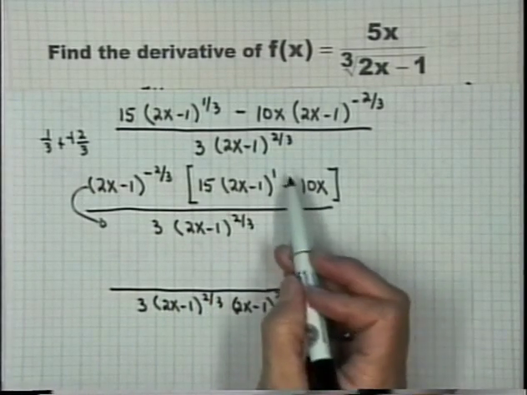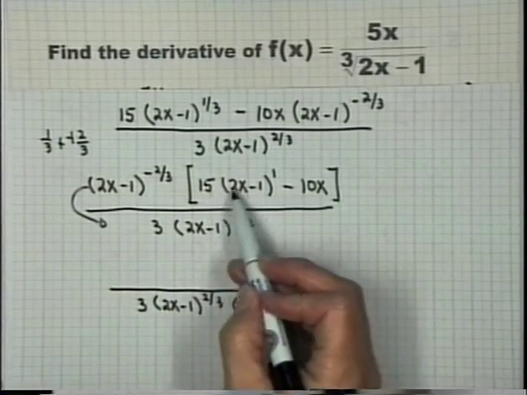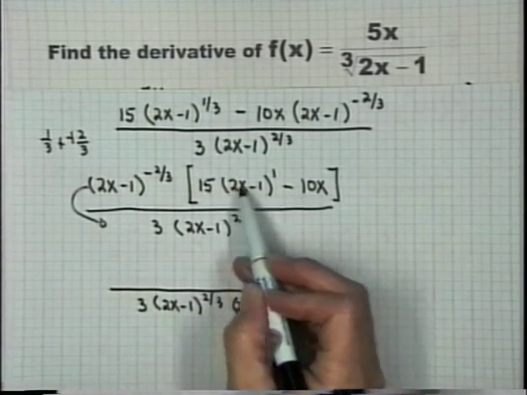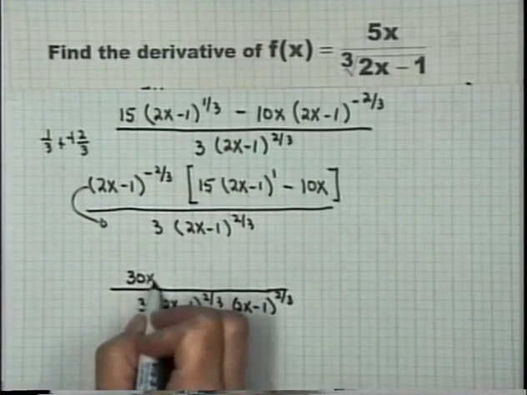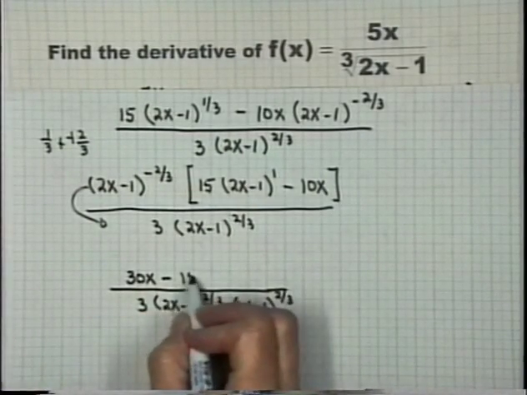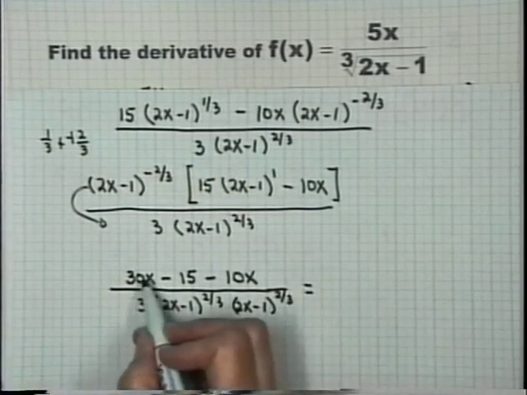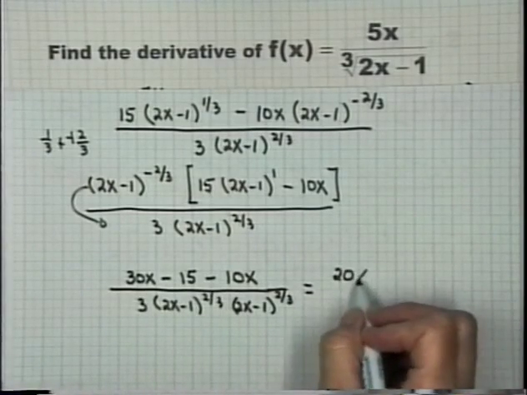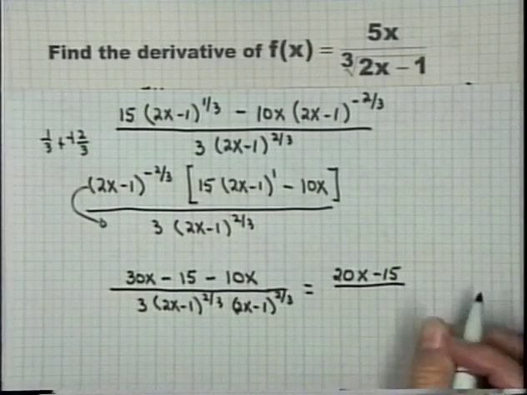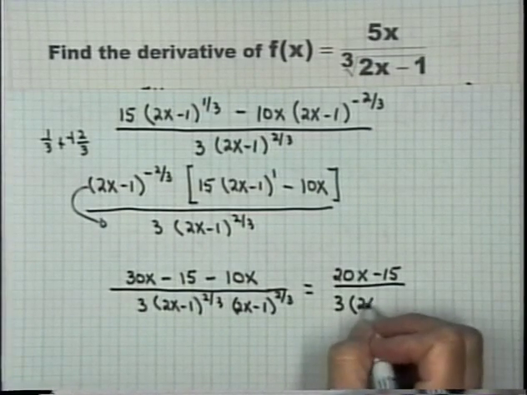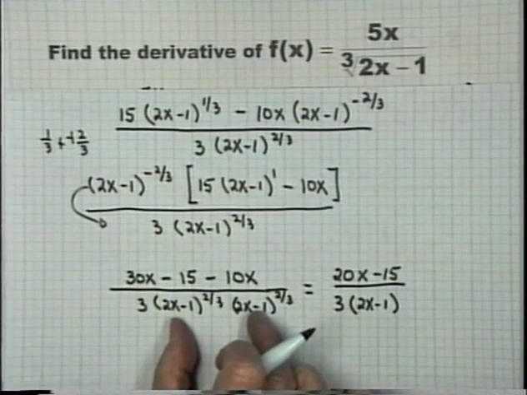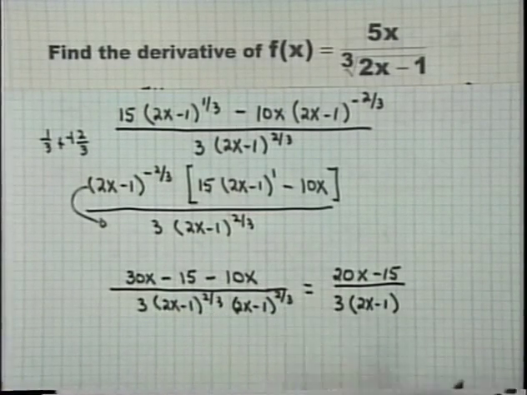Now we're going to simplify this. Since this turned out to be a 1, I can now distribute my 15 across here. So 15 times 2x gives me 30x, minus 15 times 1 is 15, and then I have minus the 10x. Okay, now 30x minus 10x gives me 20x minus the 15 over 3 times the quantity 2x minus 1. Notice since these are alike and I'm multiplying, I can add those exponents and get 4/3. So I have 20x minus 15 over 3 times 2x minus 1 to the 4/3.